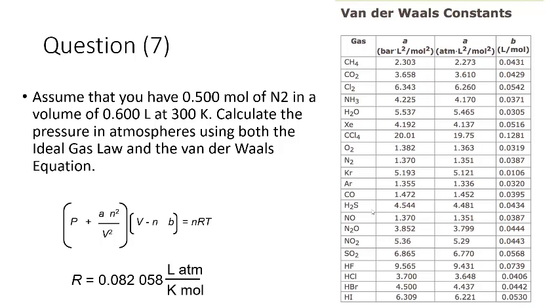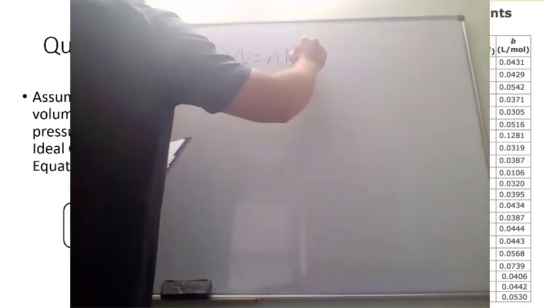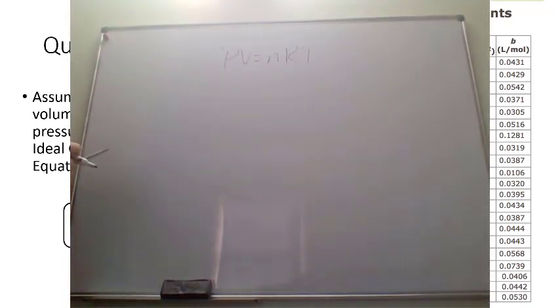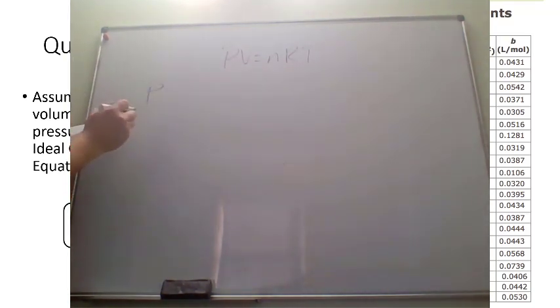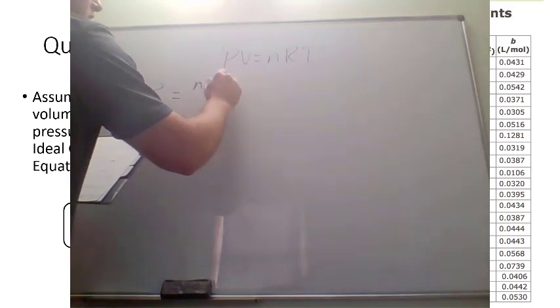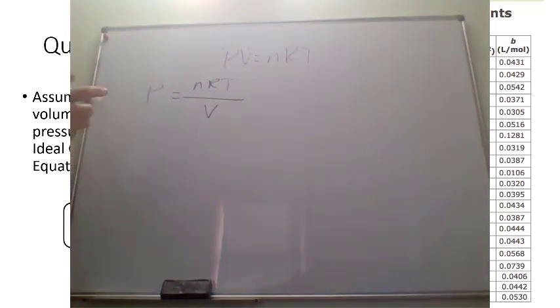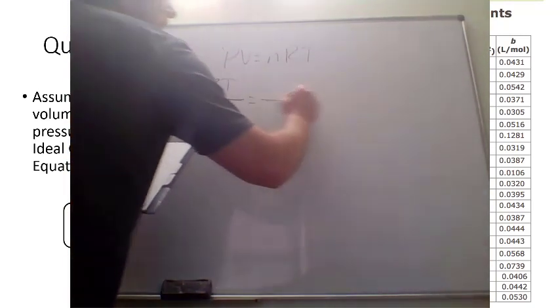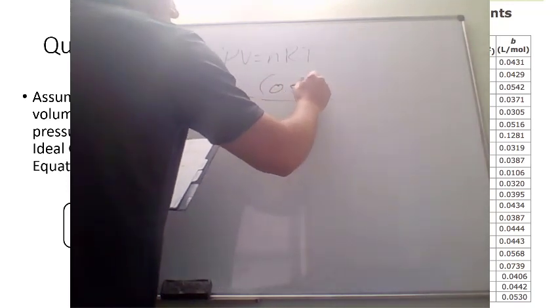So our ideal gas law equation, we know, is PV equals nRT. So we want to solve here for our pressure. So our pressure is going to be equal to nRT over V. So we have all those values given to us for the ideal condition, so we can just plug and chug. So we know our number of moles is 0.500 moles.